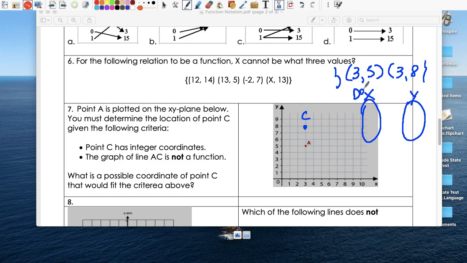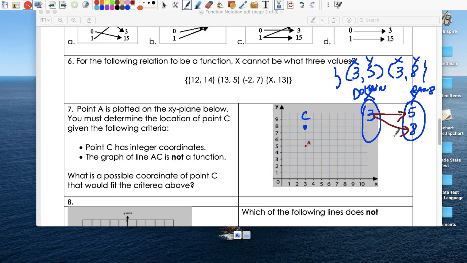My domain, my range. So we get 3. And guess what? Let me put x and y so that we know which is which. We have another 3, so I'm not going to write it again because it's repeated. But for y, we have a 5 and an 8. So we continue our mapping here. The 3 is 5 and the 3 is 8.